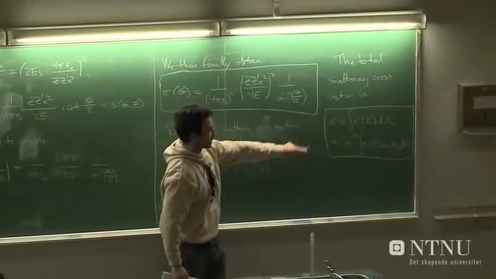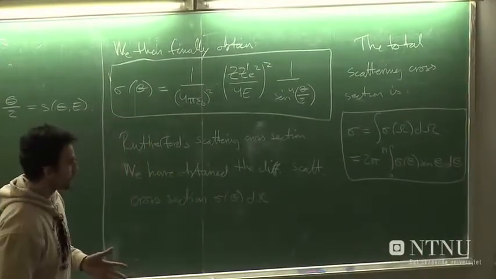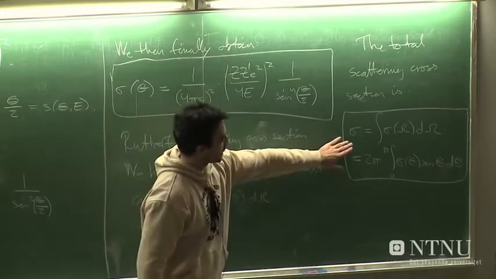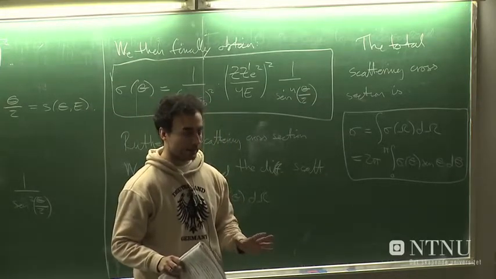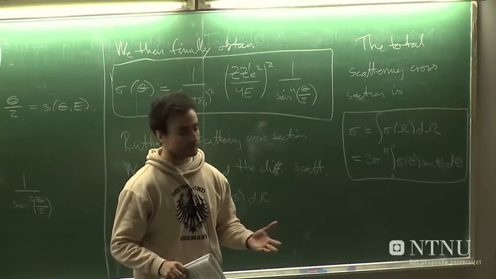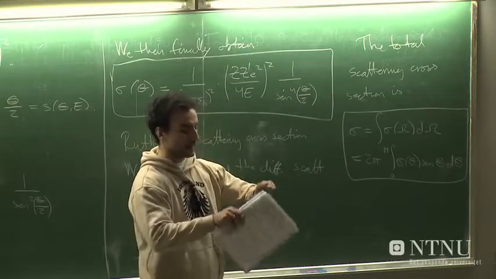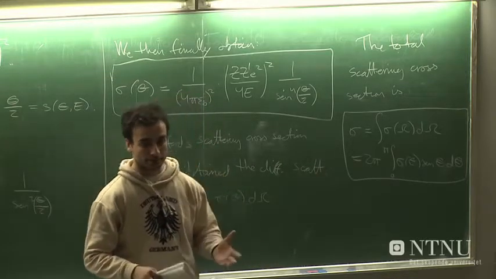And this total scattering cross-section has a straightforward physical interpretation. It basically means the total effective area over which the particles are scattered. It's the total area in which the particles will experience the potential.